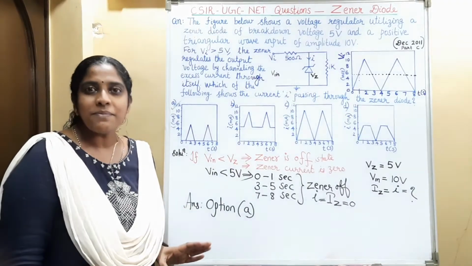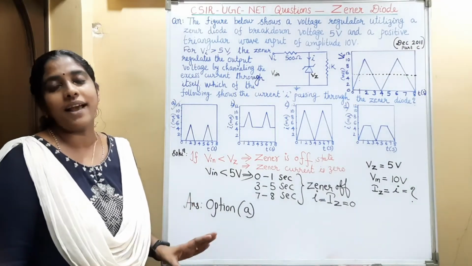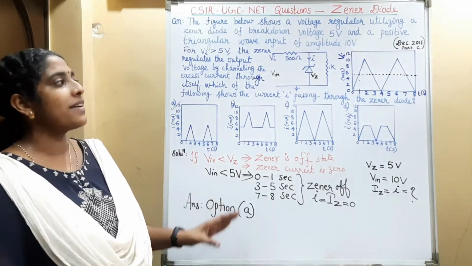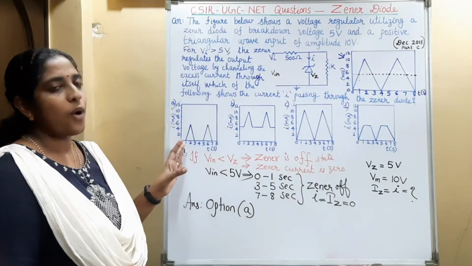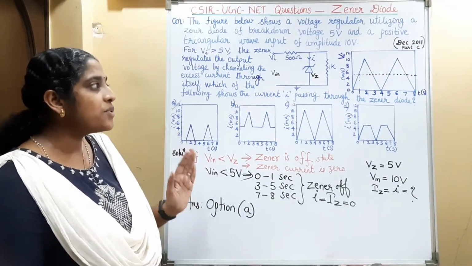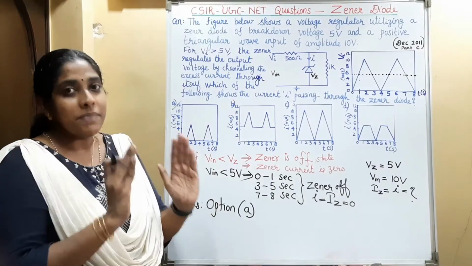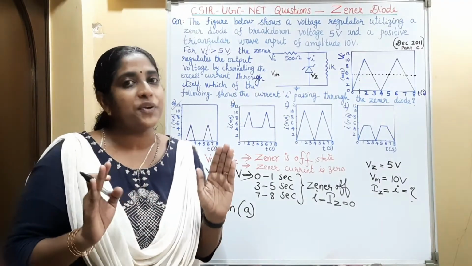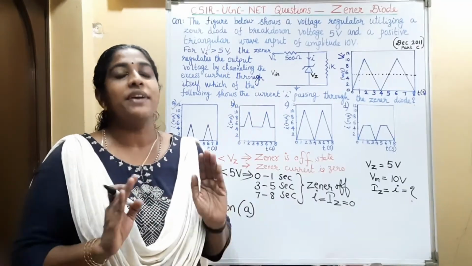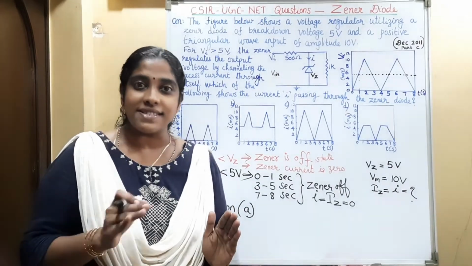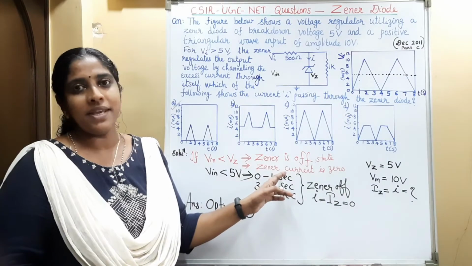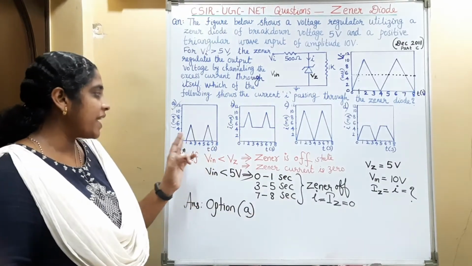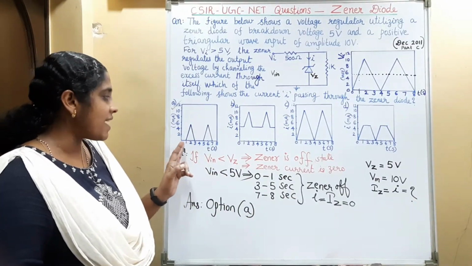So this is a very simple question without any calculations. From the graphical analysis, we are getting the answer as option A. The only thing we have to be clear about is the basic concept of on and off state of Zener diode. When the input voltage is less than the Zener voltage, the Zener will be off and the Zener current will be 0. So only in option A we got the Zener current as 0.